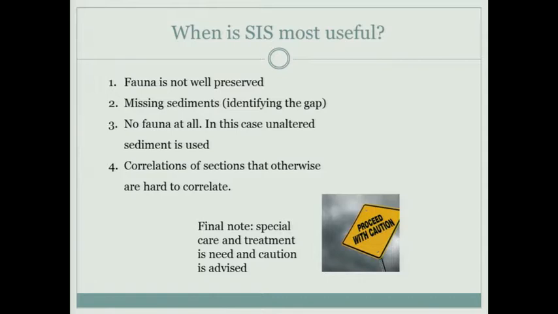So when is this most useful? If you have numerical ages from different sources, then it's less useful. If you have a very good fauna, then it's less useful. But it's very useful when the fauna is not well preserved, or the fauna consists of specimens that do not indicate a certain age, when there's missing sediments, or there's no fauna at all, and for correlation of sections that otherwise are hard to correlate. And we have many of these all over the world. So a final note: special care and treatment should be taken when you use this methodology.